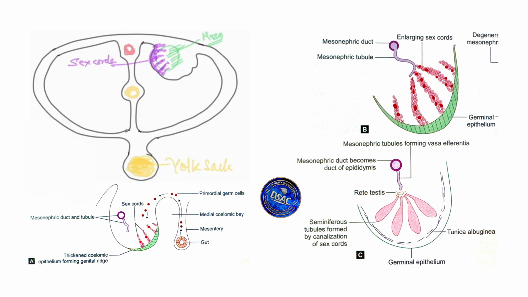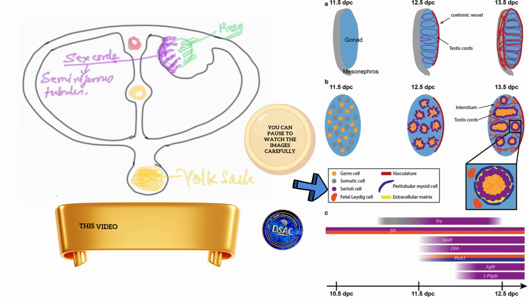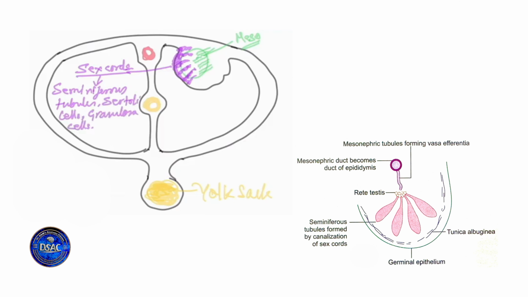Actually, these sex cords later on get canalized. When they get canalized, they form the seminiferous tubules. And the cells surrounding them will form the Sertoli cells as well as granulosa cells. Then later on, there were these mesenchymal cells surrounding, right? Mesenchymal tissues. These mesenchymal cells invaginate and separate out the sex cords which were being formed from the mesothelial epithelium, and they get separated.